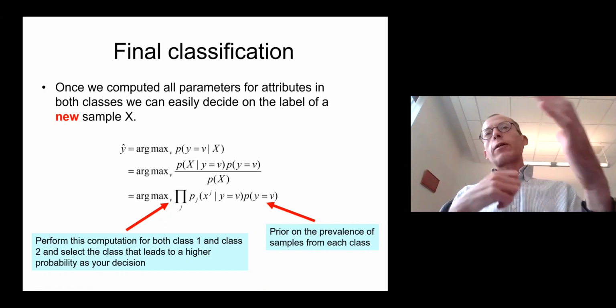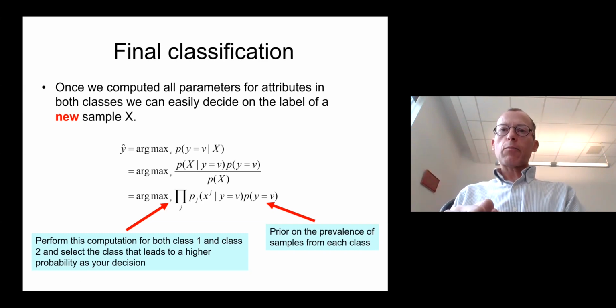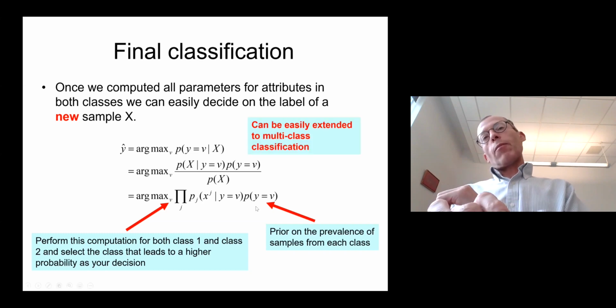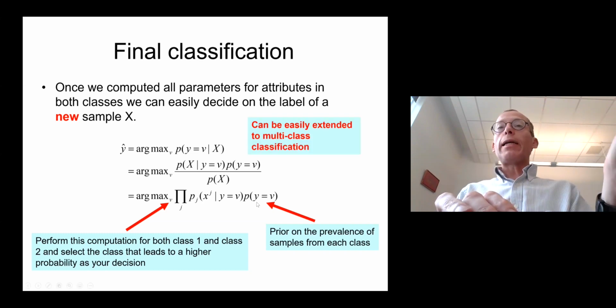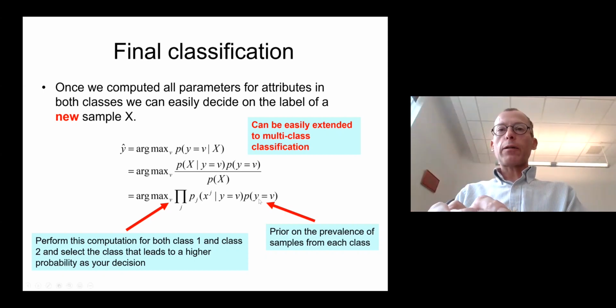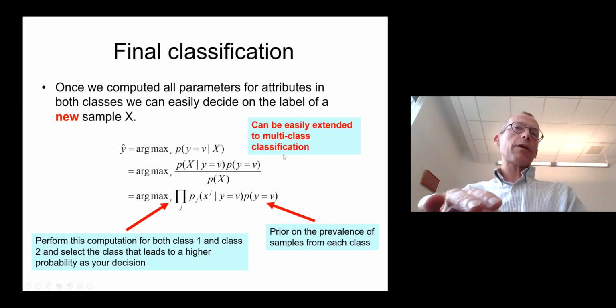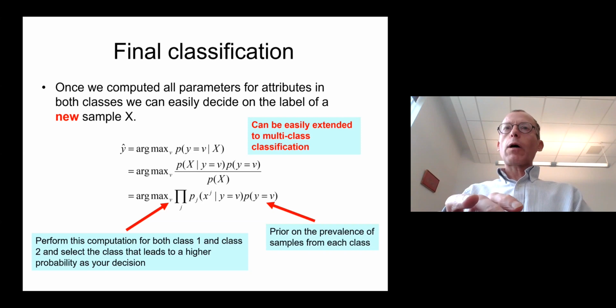Again, we ignore P of X because we want to select the class with the higher probability. We don't necessarily care about the actual probability, we just want to choose the one that has the higher probability. And the probability of a class, we can compute using MLE as well, just count how many times we saw rich, how many times we saw poor, and this is the probability of the class. And as I said, this can be extended to multi-class classification with multivariate MLE, as you will look at.